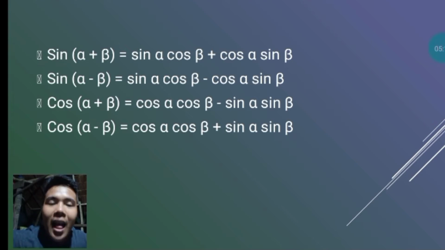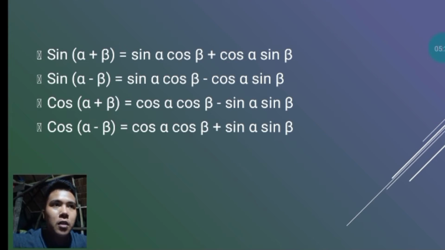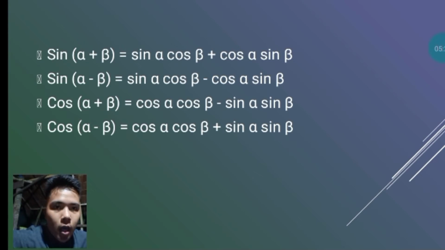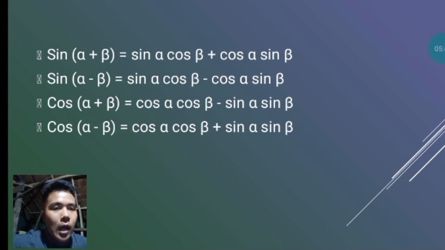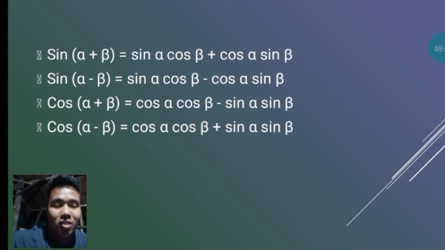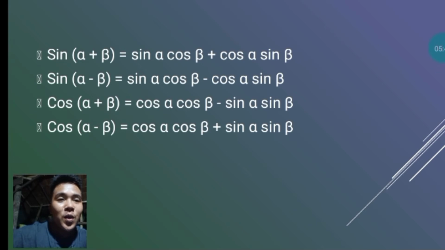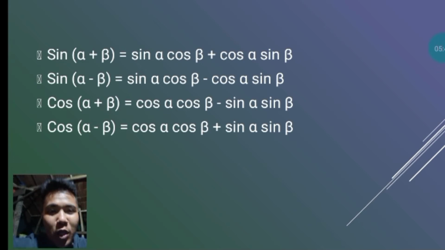Just a reminder also, if you're going to find the value of a cosine, unlike in sine, there is a change in the operation. In sine, if you add two numbers, in the next step you're going to use addition, and if you subtract, in the next step you're going to subtract. But in cosine, if you are going to add, in the next step you are going to subtract. And conversely, if you are going to subtract, in the next step you are going to add.